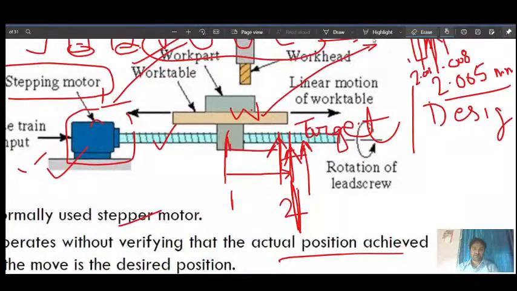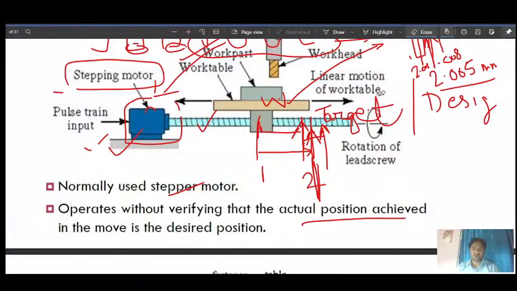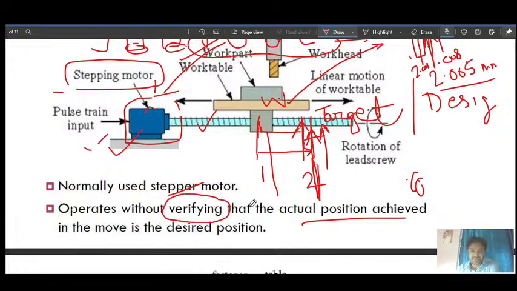That's why in the coming section we will talk about the closed loop system. As you know, the CNC machines are very precise. We have to control the movement, their position, the table position. So that's why we opt for the closed loop system. Here what this point says is that it operates without verifying. It means we are not verifying whether we have achieved the target position or not.